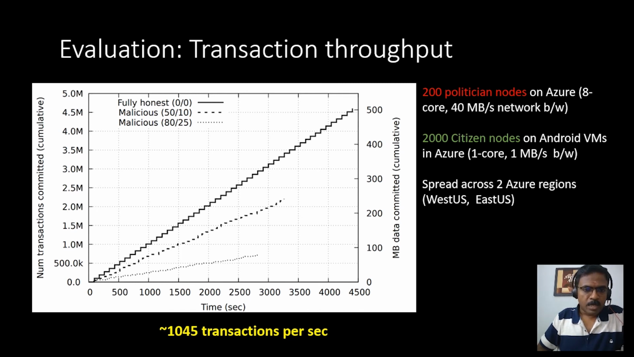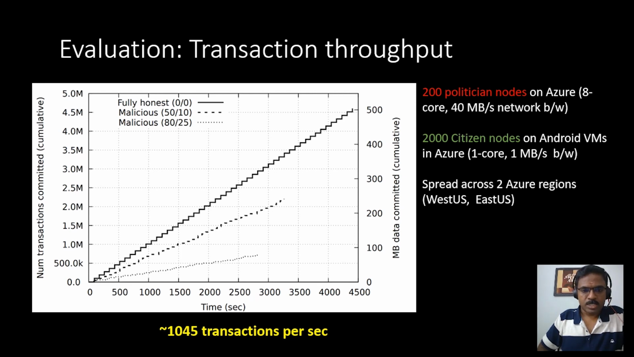Okay. Now, this transaction throughput is plotted for different configurations of honesty. The solid line at the top pertains to the fully honest configuration where all citizens and all politicians are honest. As you can see here, this corresponds to a transaction throughput of about 1040 transactions per second. The second line is when 50% of the politicians are dishonest and 10% of the citizens are dishonest. The throughput is lower, and it's even lower when 80% of the politicians are dishonest and 25% of the citizens are dishonest.